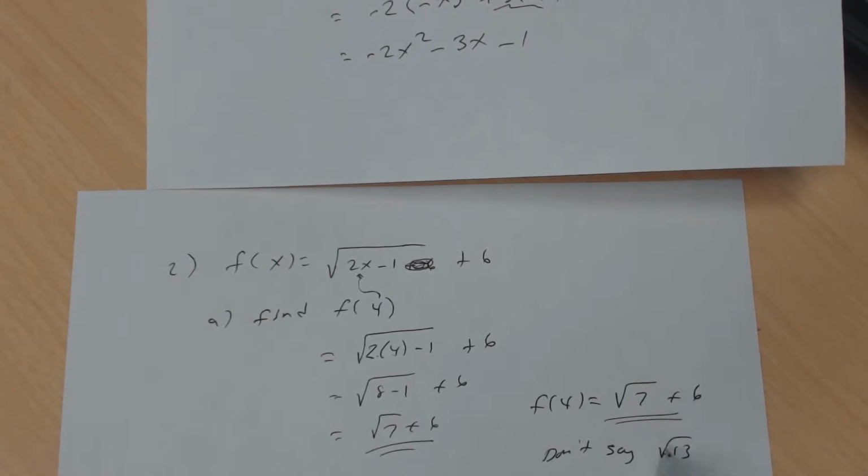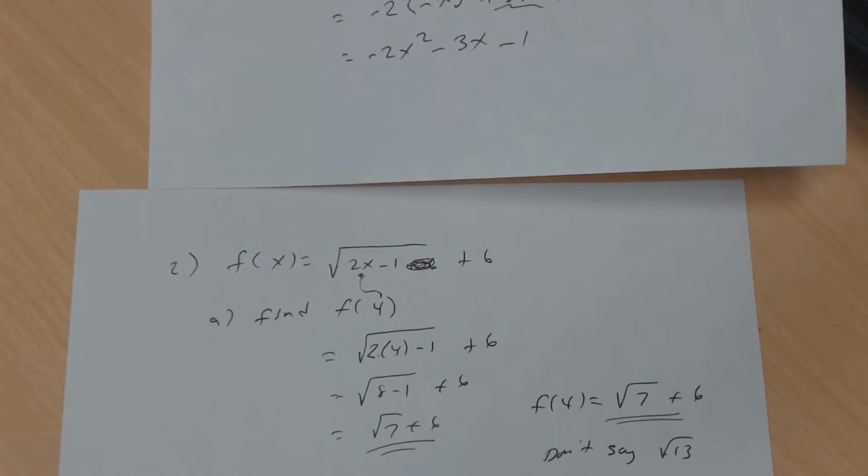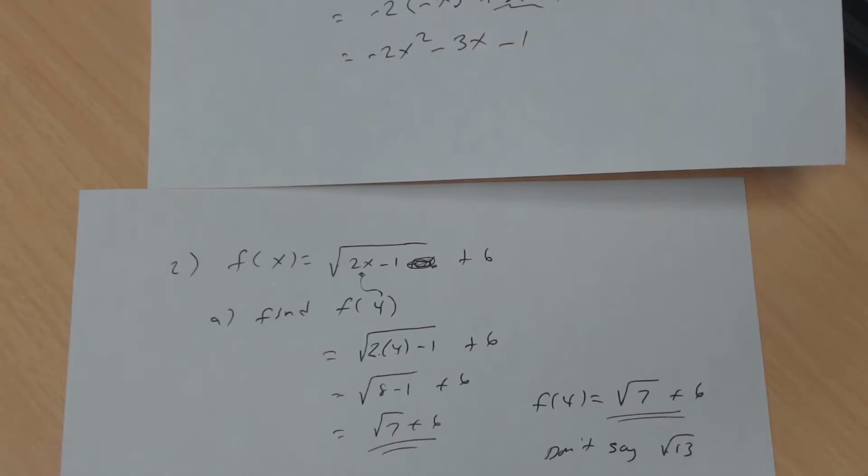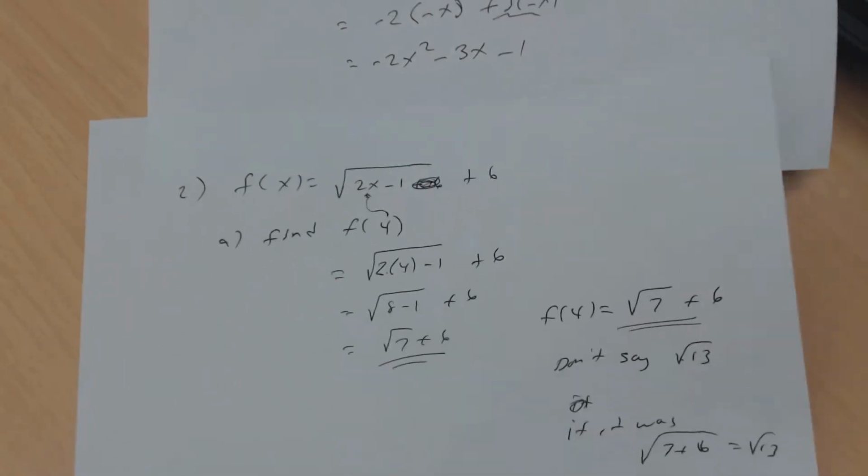The only way that would have been a 13 is if this whole thing, see if it was this, then it'll be the square root of 13. All right, but that's not the square root of 6. I'm sorry. So the 6 is not under the square root with the 7. Okay. All right, let's look at this one.